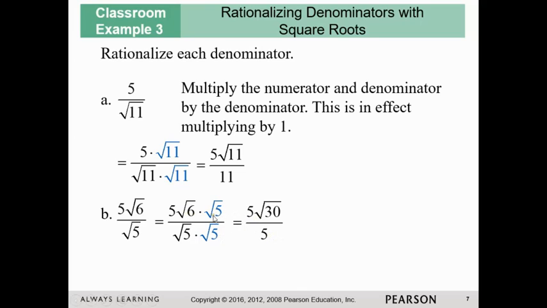We use the product rule here for radicals. 6 times 5 is 30. The 5's cancel out. And square root of 30 is already simplified as far as it'll go. It doesn't have any perfect square factors, so we can't simplify that any further.